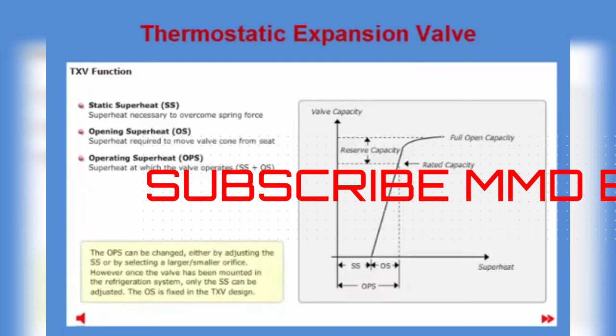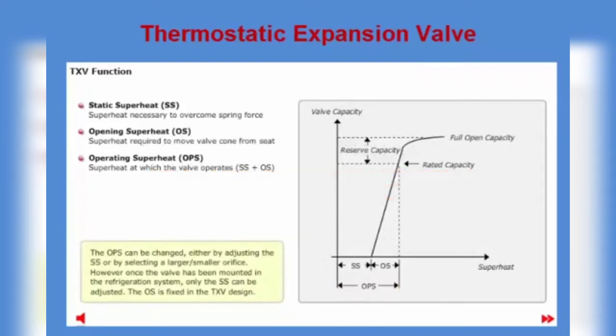The OPS can be changed either by adjusting the SS or by selecting a larger or smaller orifice. However, once the valve has been mounted in the refrigeration system, only the SS can be adjusted. The OS is fixed in the TXV design.